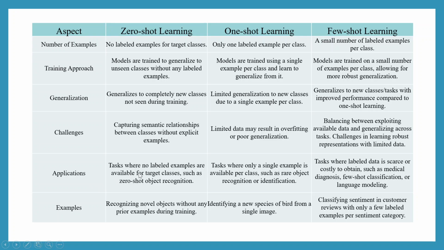Applications: tasks where no labeled examples are available for the target class, such as zero-shot object recognition. Tasks where only a single example is available per class, such as rare object recognition or identification. Tasks where labeled data is scarce or costly to obtain, such as medical diagnosis, few-shot classification, or language modeling. Examples are recognizing novel objects without any prior examples during training, identifying new species of bird from a single image, classifying sentiment in customer reviews with only a few labeled examples per sentiment category.